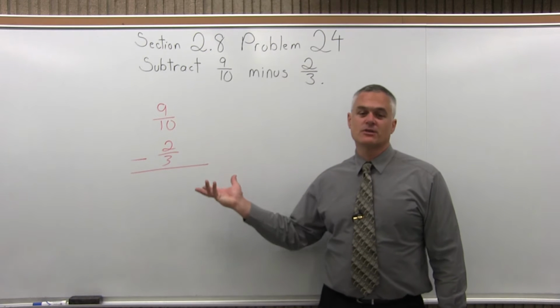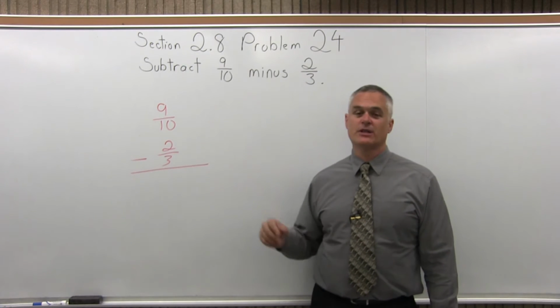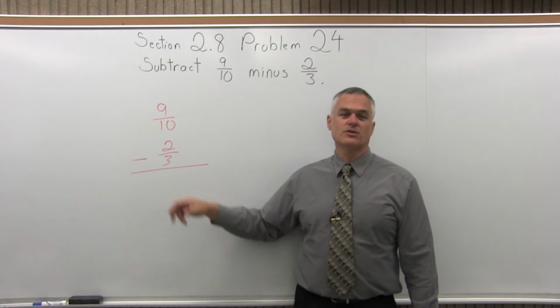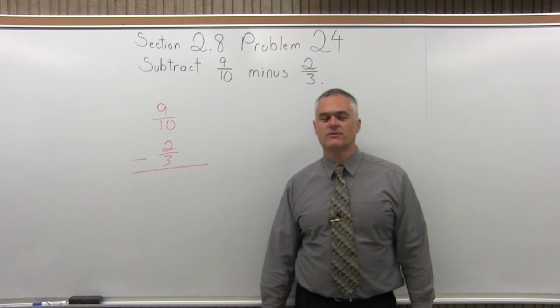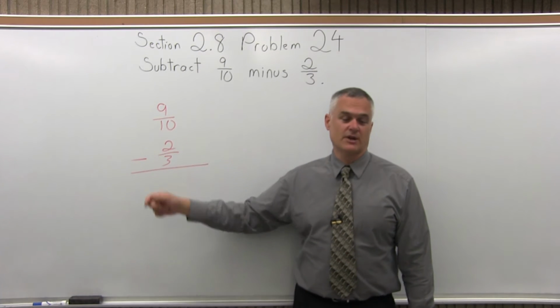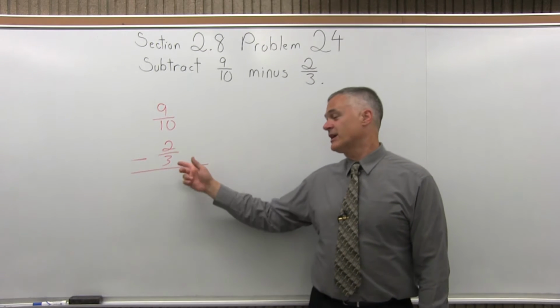So I have 3, I have 10, those aren't the same denominators. So to find the common denominator, start with a larger denominator, in this case 10. See if the other denominator divides into it evenly. Will 3 divide into 10 evenly? It will not. So next, take the largest denominator, double it. If I double the 10, I get 20. Will 3 divide into 20 evenly?